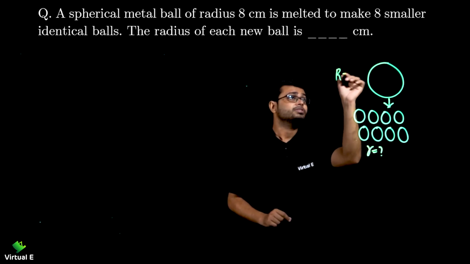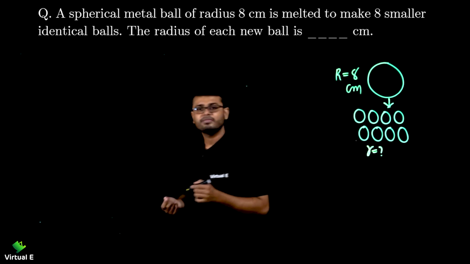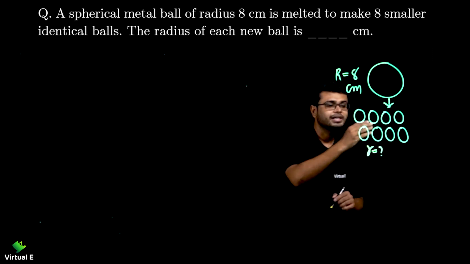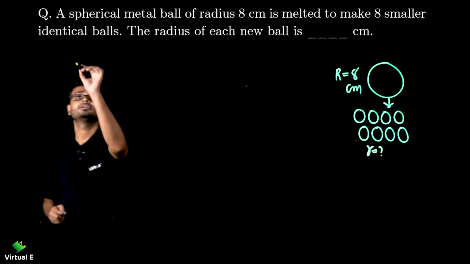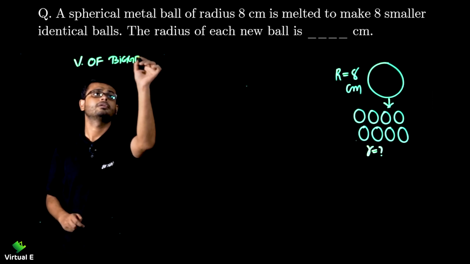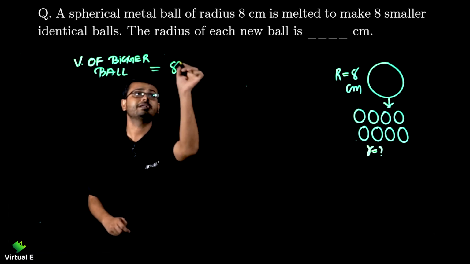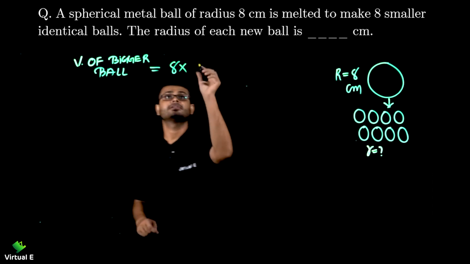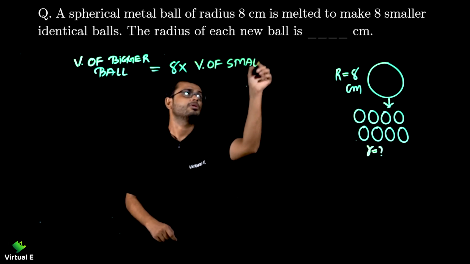We have the radius of this big ball, right? That is 8 centimeter. So how shall we do? Again, we'll go for the volume conversion. We are melting it. So melting means what? This volume will be divided into 8 different balls, right? So let's start. Volume of the bigger ball is equal to 8 times. Why 8 times? Because we are making how many balls out of it? 8. 8 times the volume of the smaller ball.